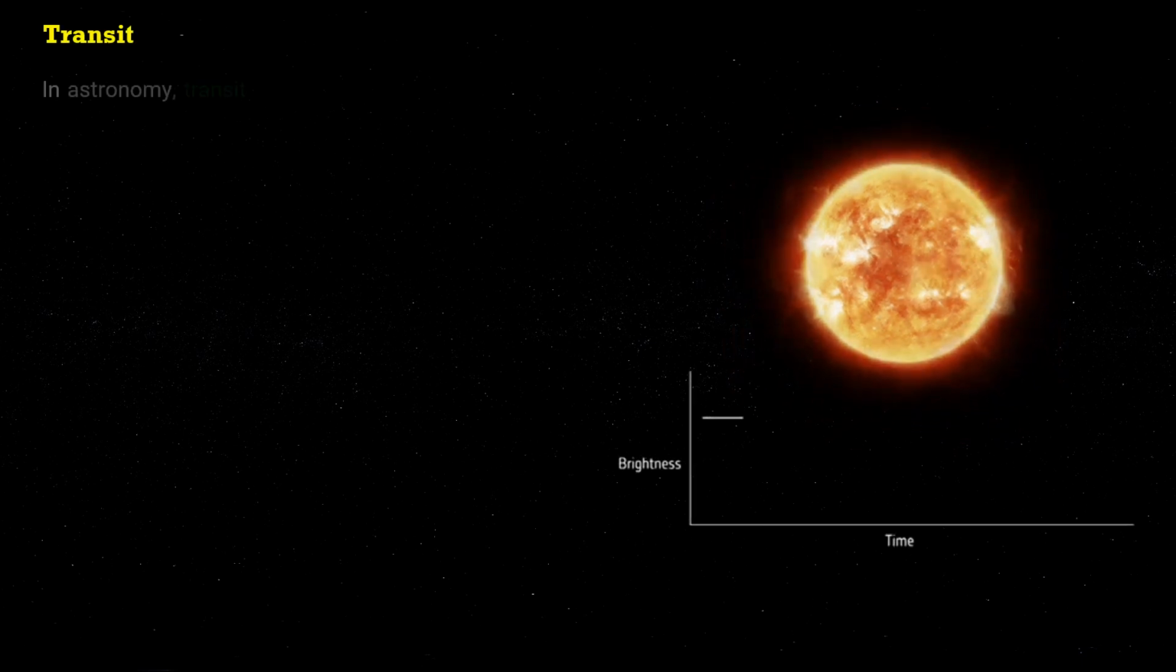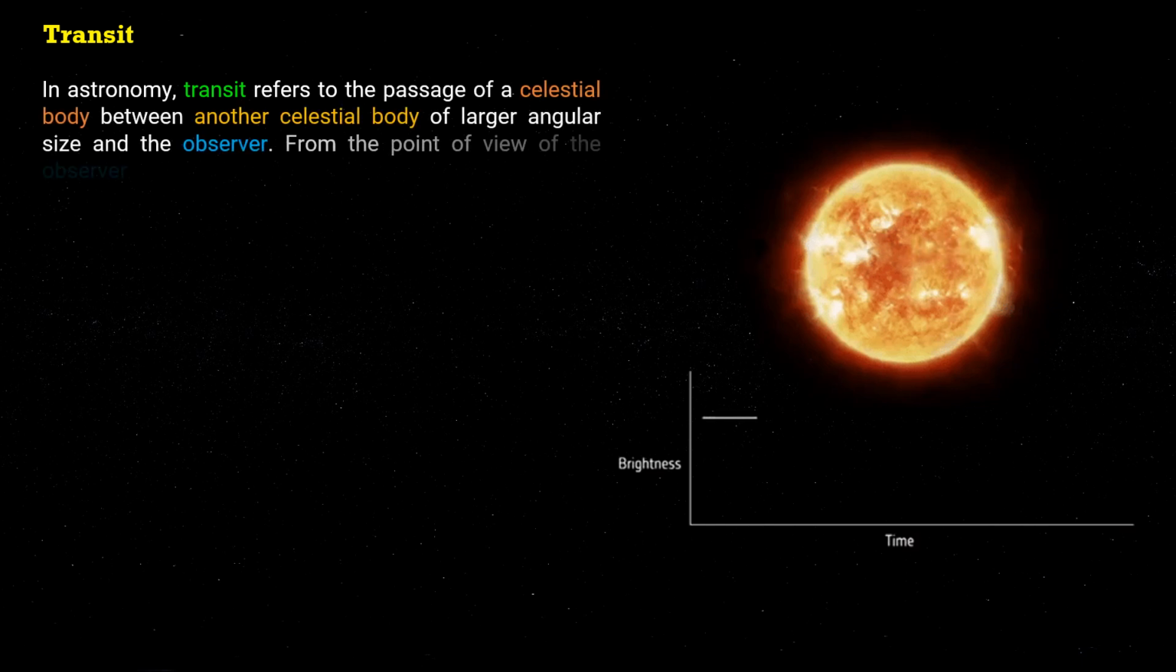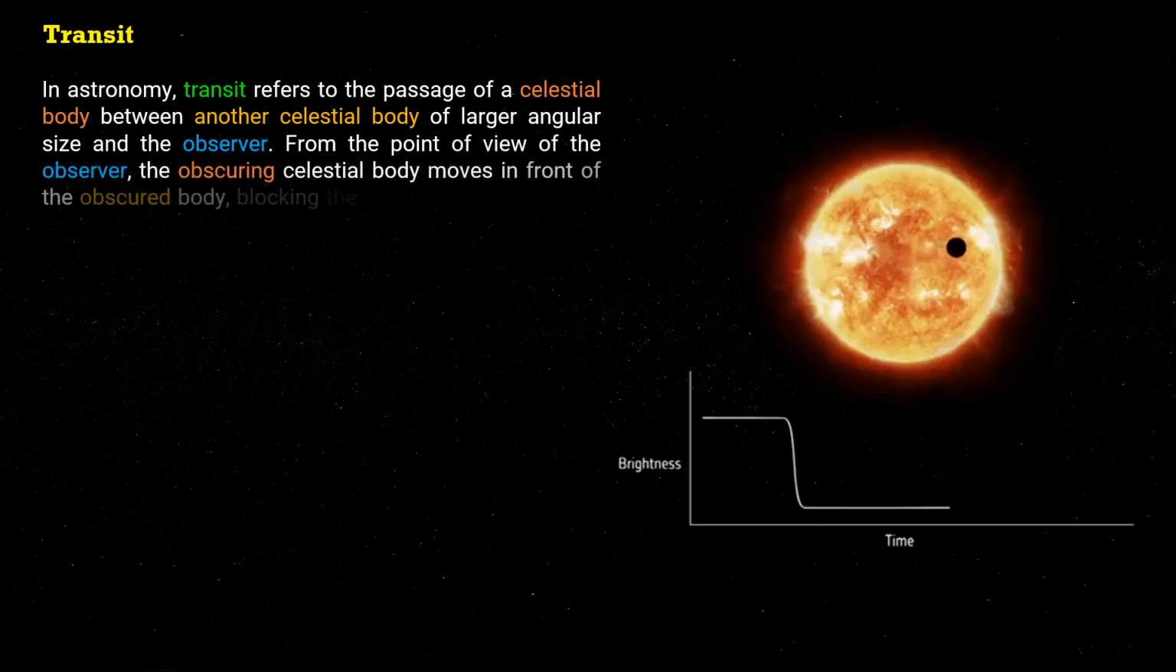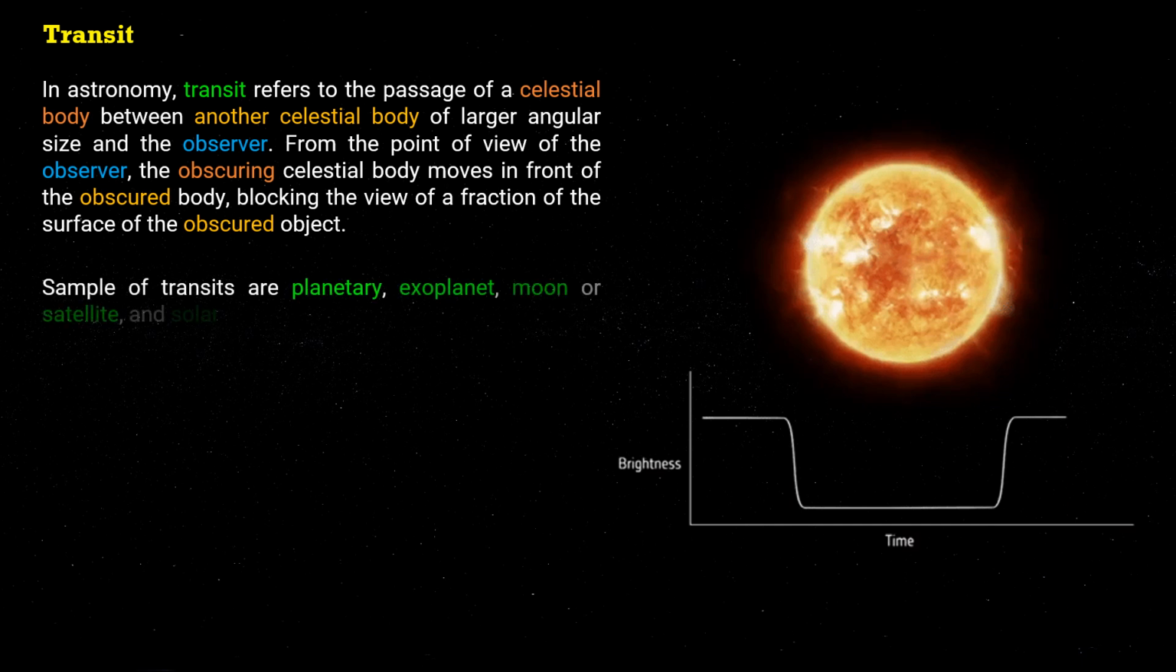In astronomy, transit refers to the passage of a celestial body between another celestial body of larger angular size and the observer. From the point of view of the observer, the obscuring celestial body moves in front of the obscured body, blocking the view of a fraction of the surface of the obscured object. Sample types of transits are planetary, exoplanet, moon or satellite, and solar.